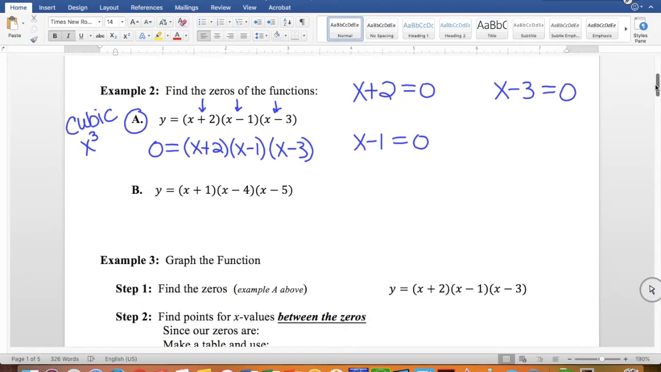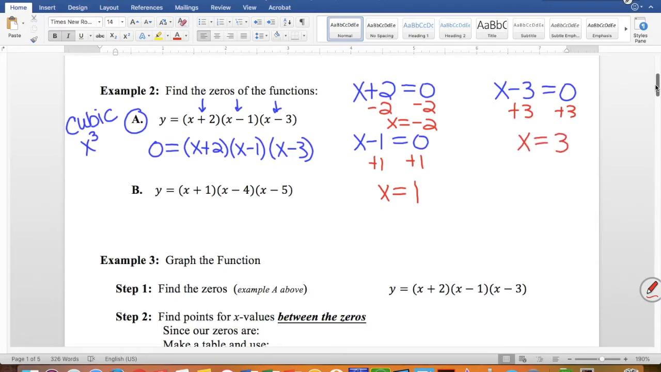You guys have done this and you kind of know that basically what's going to happen here is we're going to subtract 2 from both sides, and in this case we're going to get x equals negative 2. In this one we're going to add 1 to both sides and get x equals positive 1, and on this one we're going to add 3 to both sides and get x equal to positive 3.